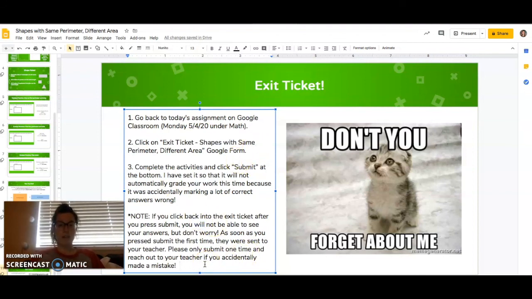And another reminder, if you click back into the exit ticket after you press Submit, it doesn't save your answers the way that a Google Doc does, but don't worry. When you press Submit the first time, the answers that you put were sent to your teacher. So please only submit it one time. How many times? One time. And reach out to your teacher if you accidentally made a mistake.